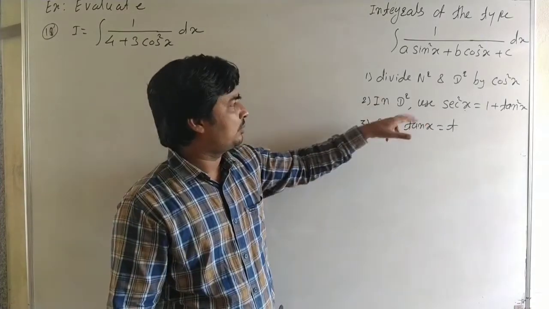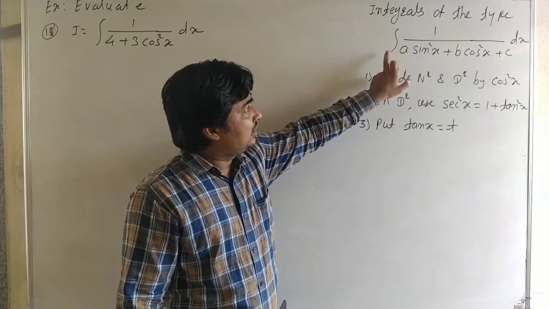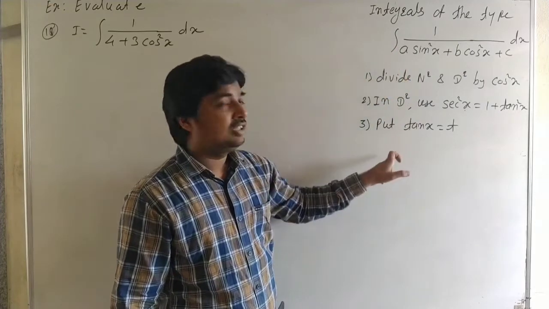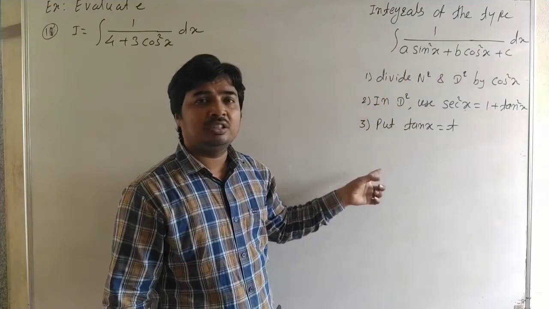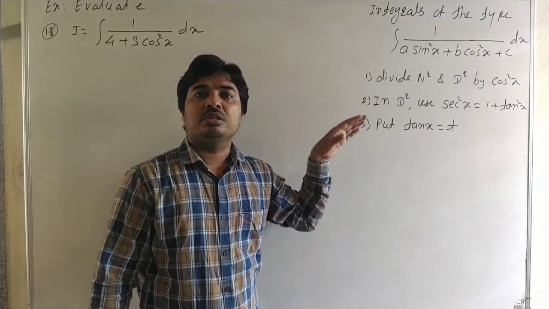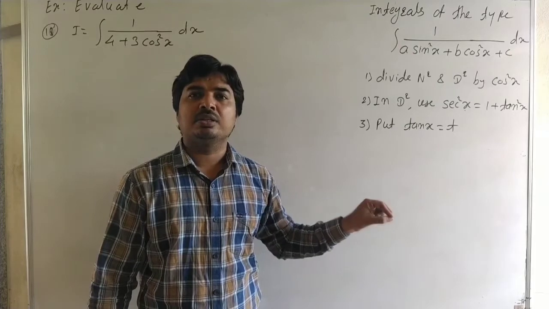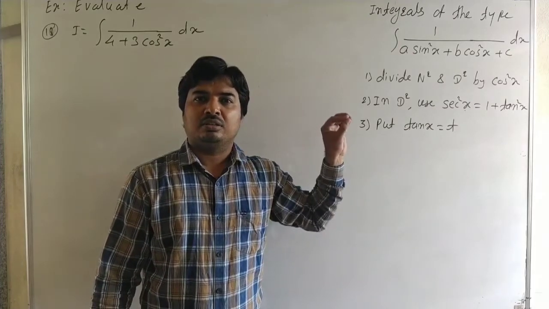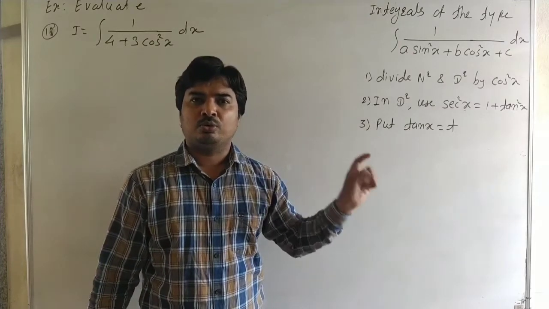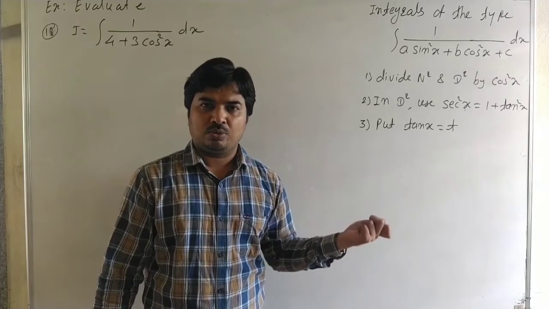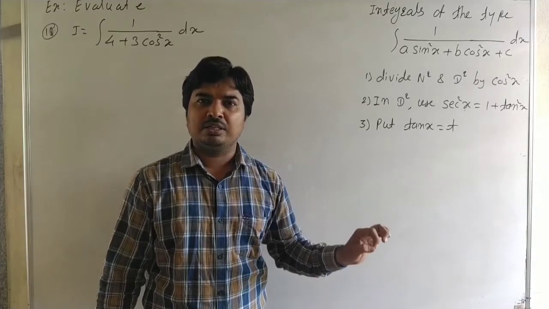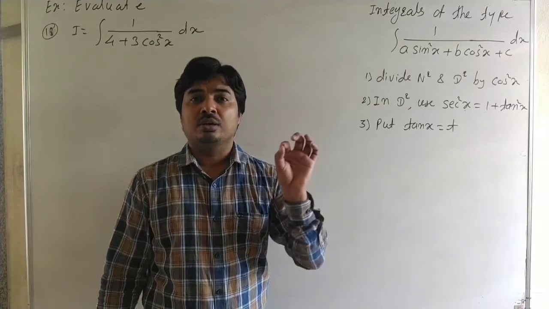We see this example. In such type of example we apply these 3 steps, and after the 3 steps the example becomes 1 upon a quadratic function, and then we use one of the 3 formulas: 1 upon x square plus a square, 1 upon a square minus x square, or 1 upon x square minus a square.